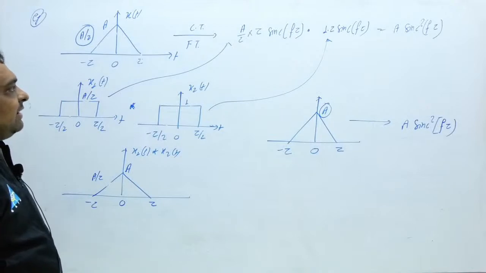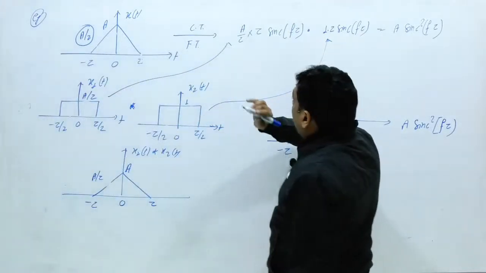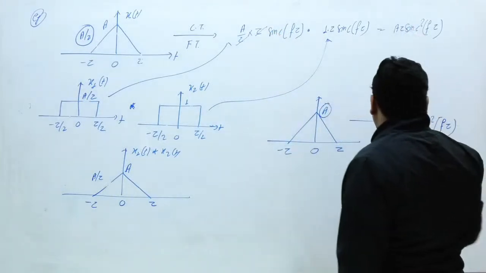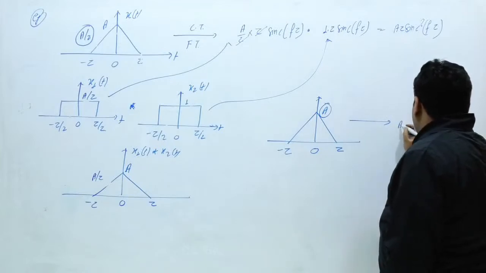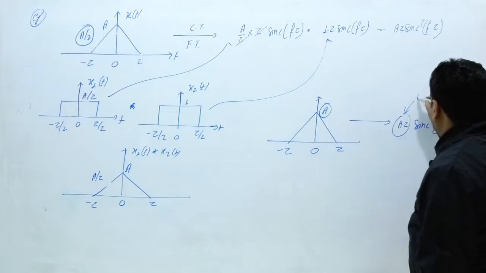This thing is clear, na? Okay, just wait, this is wrong. This tau and this tau will be cancelled out. This is A tau, and this will be A tau. Clear? And A tau is nothing but the area.